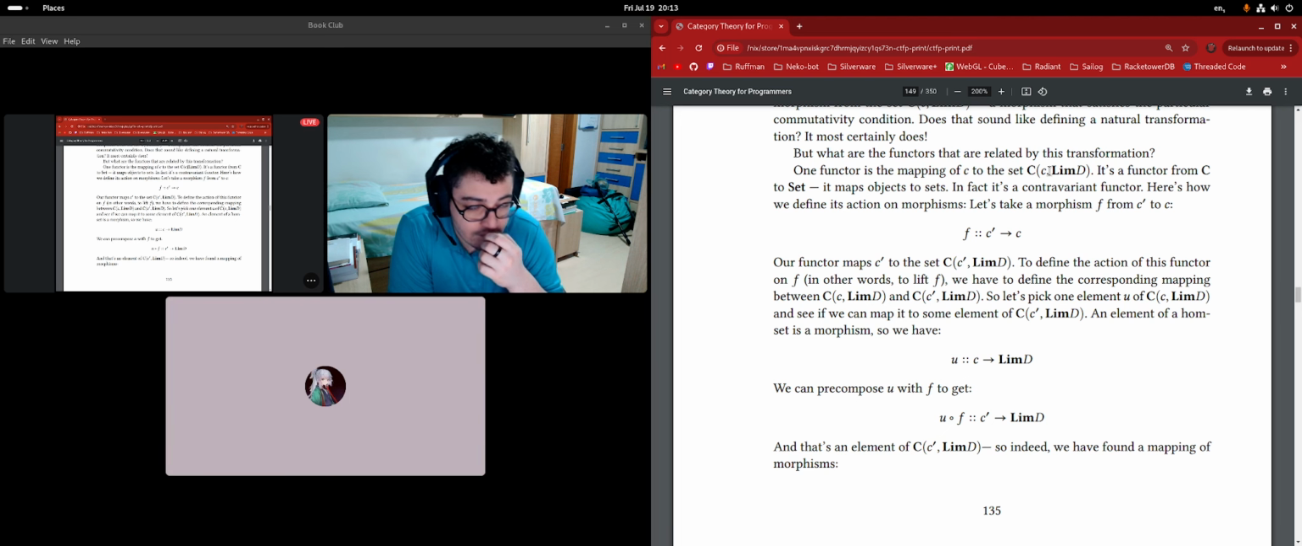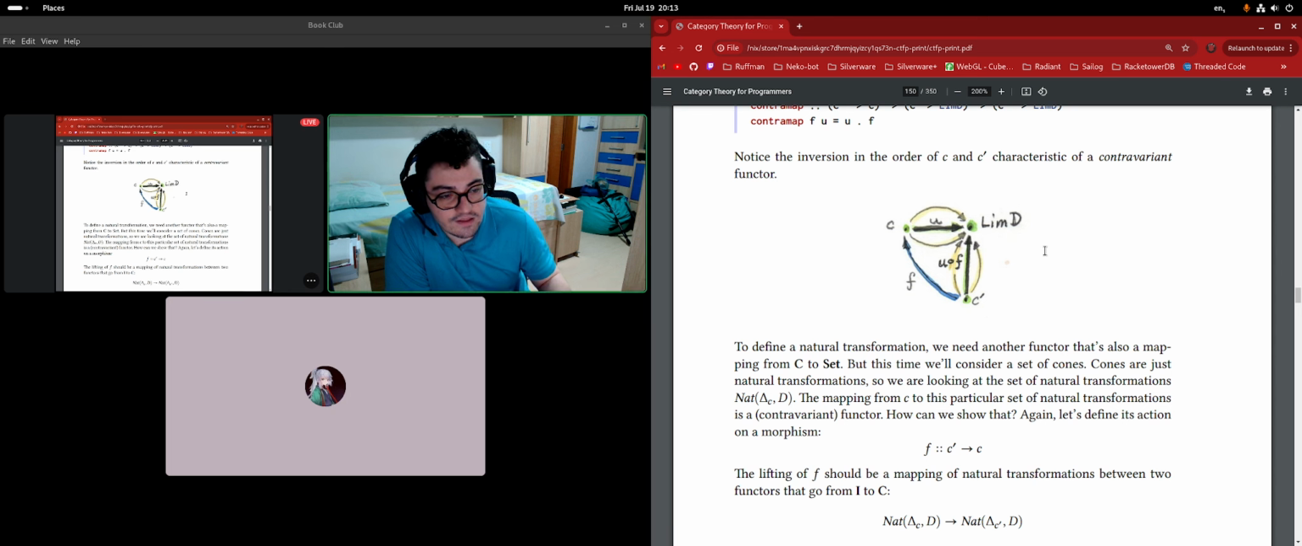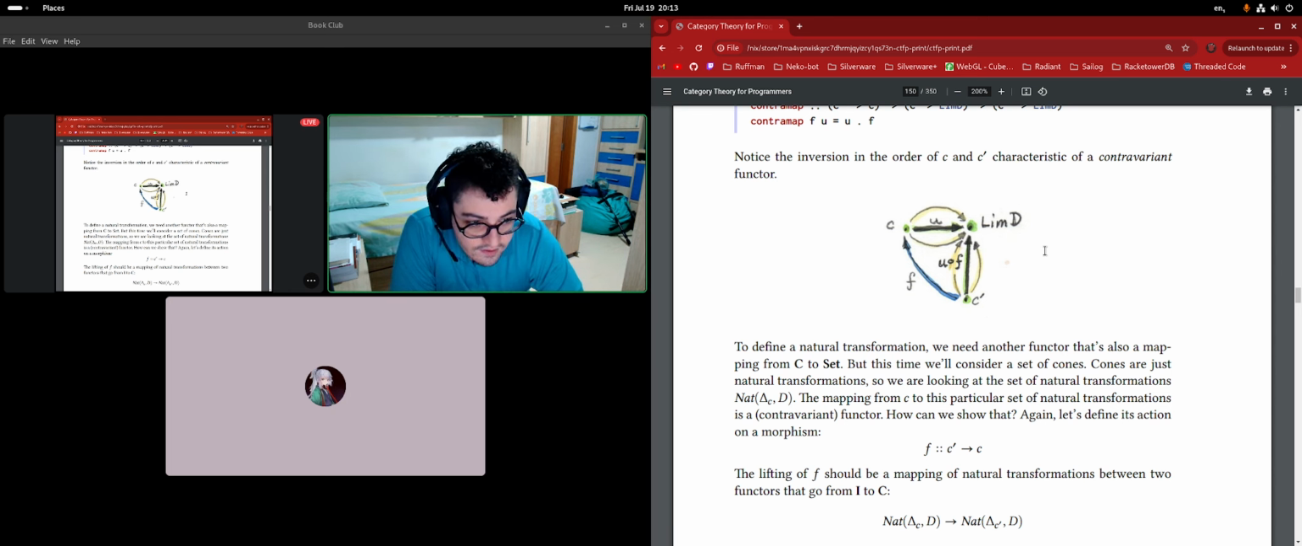Cool. And this other one is also from C to set, but this one is from objects to sets of cones. Oh, right. This is actually the set of natural transformations, where the natural transformations that we care about are the ones that we just saw that were used to define a cone. Right, yeah, but there is a set of those.